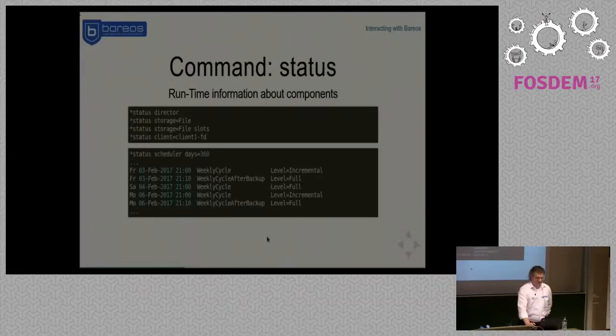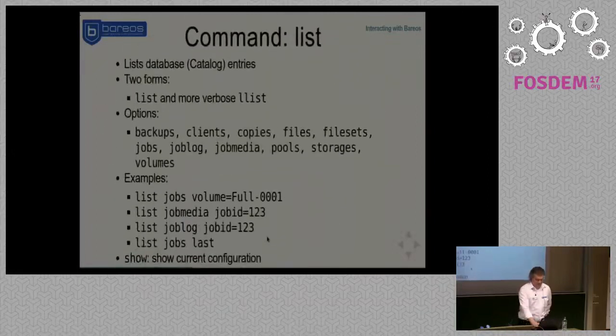The list command is to retrieve information from the catalog, from the included database. You have two versions, the normal list and the long list, which provides you more information. And you can ask for information about your backups, your clients, file sets, and so on. For example, if you are interested in what jobs are stored on volume pool 1, then you just ask to list the jobs that are stored on volume pool 1.